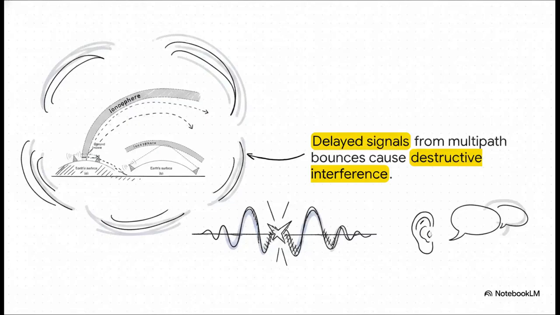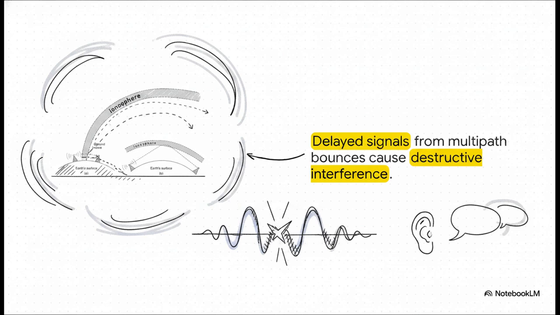Let's put this into perspective. A signal can travel directly along the surface of the Earth as a ground wave, right? But another portion of that exact same broadcast is shot upward, bouncing off the ionosphere before coming back down. Because that bounce signal travels a much longer distance, it arrives late.